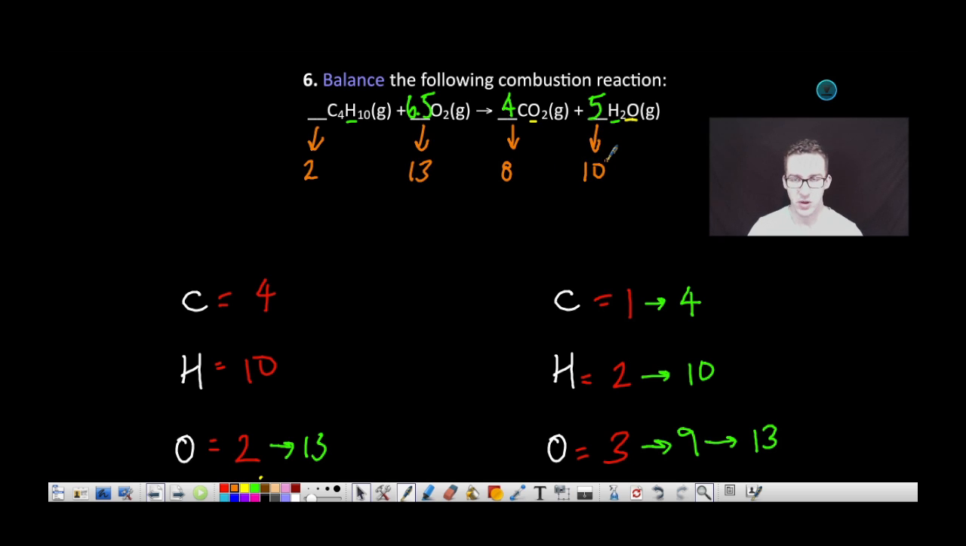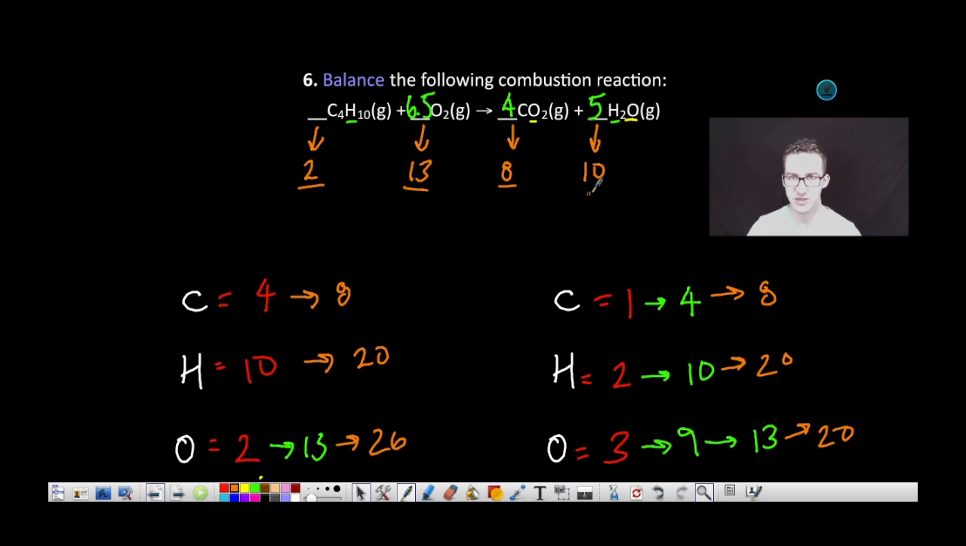We've now got our smallest whole number ratio that still gives us a balanced chemical equation, which means that our total number of carbons on the reactant side would now be 8, our total number of hydrogens would now be 20, and our total number of oxygens would now be 26. And that would hold true on our product side as well, except now we've got whole number coefficients to balance our chemical equation.